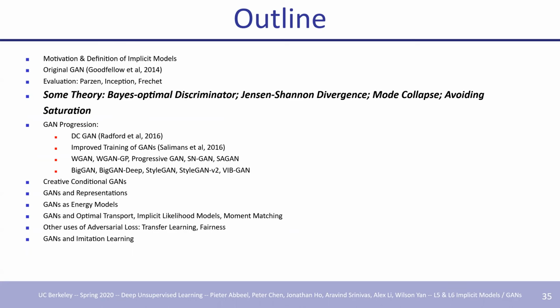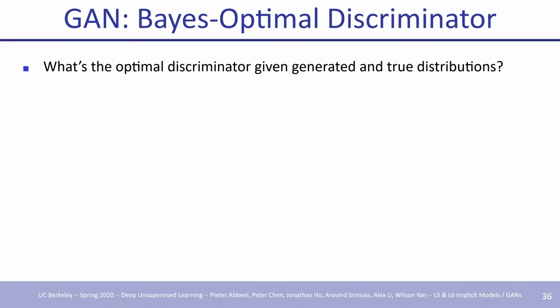So this is the Bayes optimal discriminator. What is the best discriminator? We want to figure out how to get the optimal discriminator, given the current true distribution and the generated distribution.